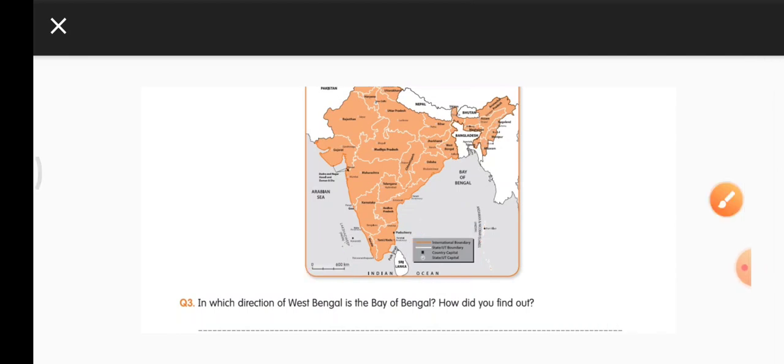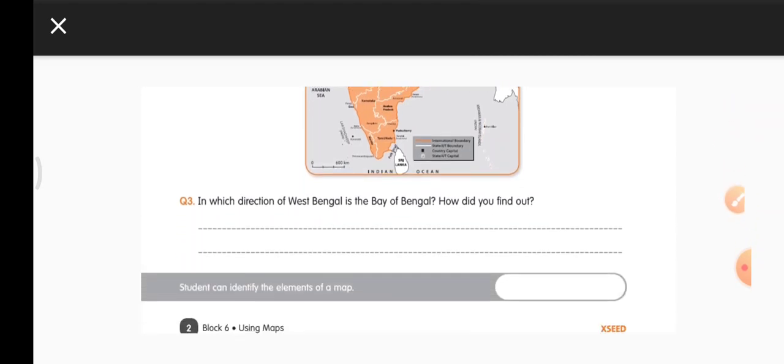So after that you should also write the names of these elements. Now the third question, in which direction of West Bengal is the Bay of Bengal? How did you find out?